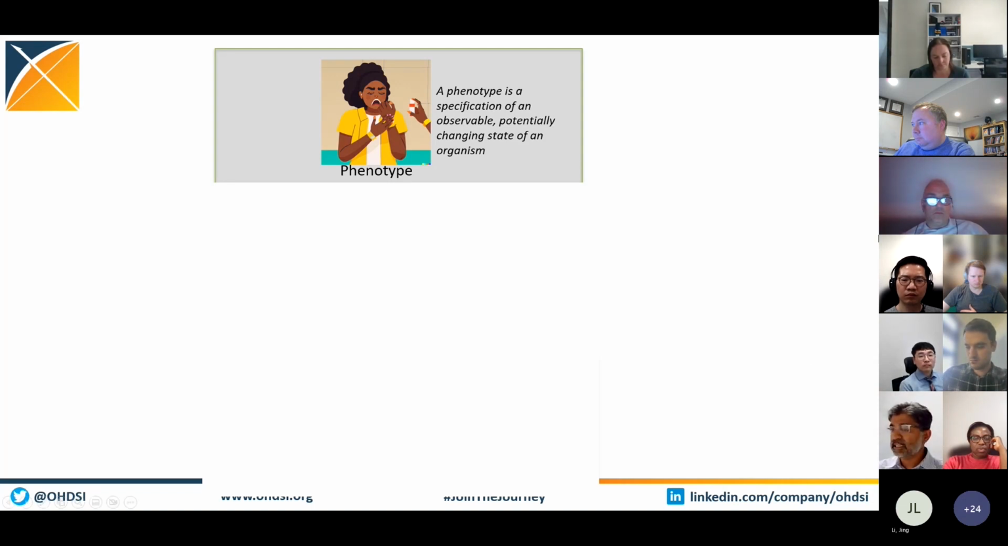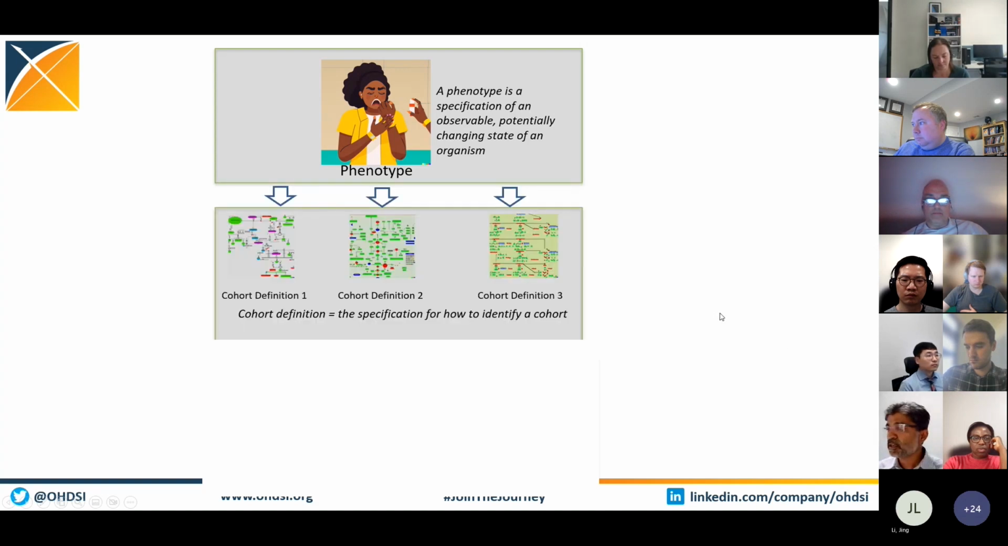There is the idea of a cohort definition. Now that you have the idea of what the phenotype is, you can then operationalize that by building a specification, the specification of how to identify the cohort. This is usually manifested as a lot of SQL code. That SQL code is rendered by the Odyssey tool Atlas.